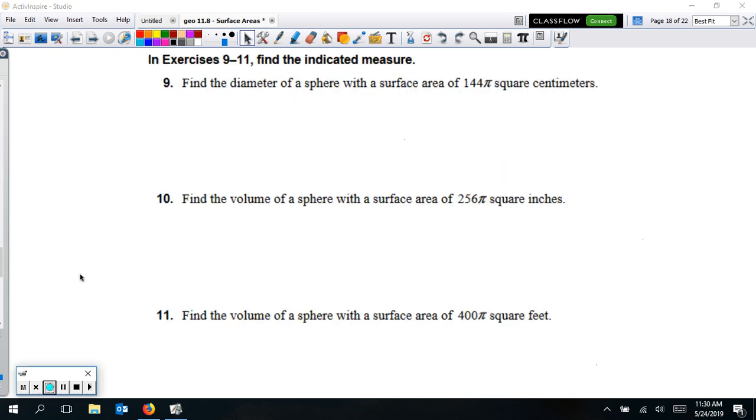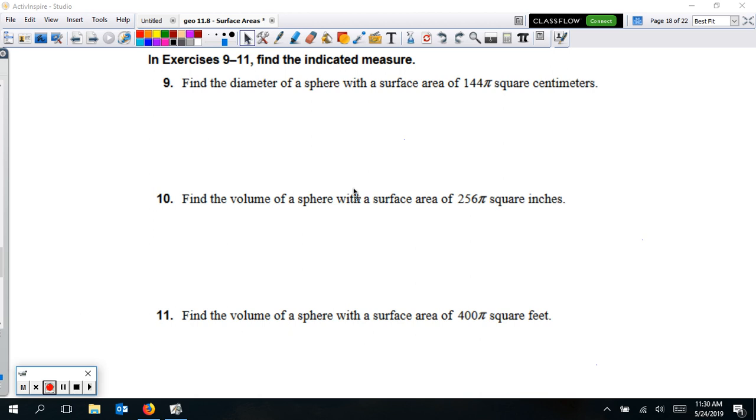All right, so in the extra practice, 9 through 11 says find the indicated measure. So we're not necessarily finding the sphere's surface area or volume. That's what's going to be given to us. We're trying to find these other things like the diameter. The second one says volume of sphere, given what the surface area is. And then volume of sphere, given the surface area again.